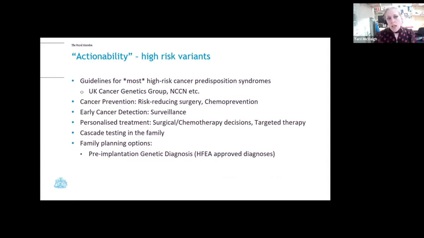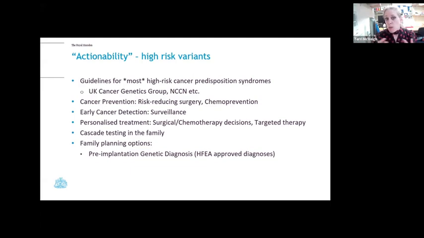So when we think about identifying highly penetrant variant alleles, they're what we consider very actionable. And what I mean by that is you can do something to mitigate the risk of cancer in carriers of these highly penetrant variants. So there are guidelines for most of these variants. They're either defined by the UK Cancer Genetics group here. In America, we have the NCCN guidelines, etc. There are some local ESMO guidelines, and broadly, they're all pretty similar by and large. Cancer prevention can involve things like risk-reducing surgery. So obviously for BRCA carriers, that's things like risk-reducing mastectomy, bilateral salpingo-oophorectomy.